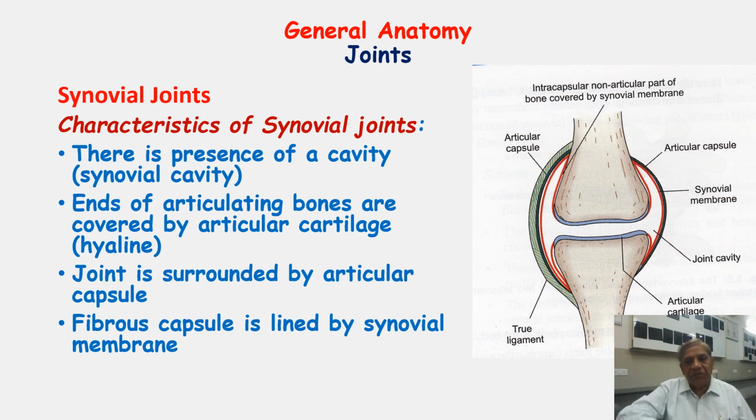Now, let us first see the characteristics of the synovial joint. Yesterday I told you that the synovial joints are the most predominant joints of our body. Most of the joints in our body are synovial.